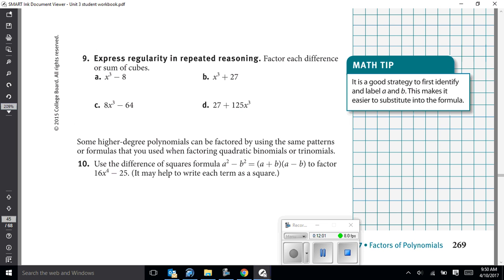Alright, so factor each sum or difference of cubes. So we have x cubed minus 8. So looking at that, is that a sum or difference? It's a difference, right? 8 is a cube. That's 2 times 2 times 2. And if you're not sure, then on your calculator, do you guys have a cube root or an x root button on there? And check. Common ones would be 1, 8, 27, 81.